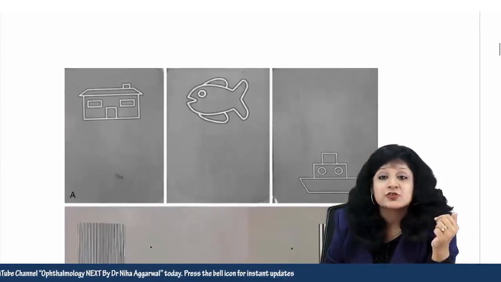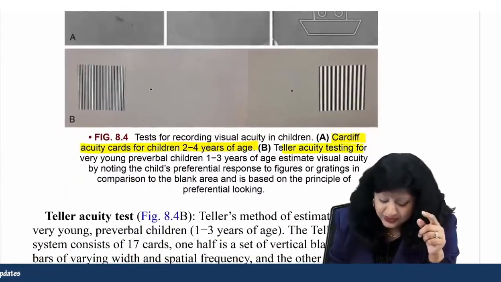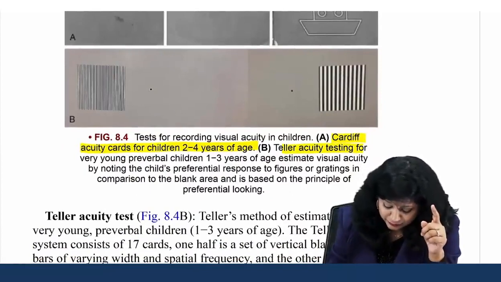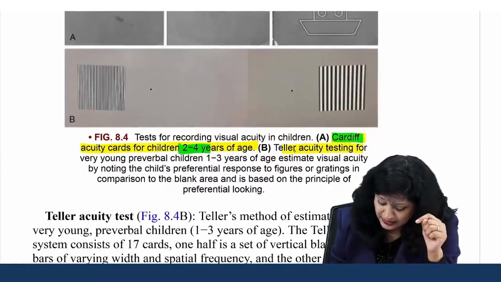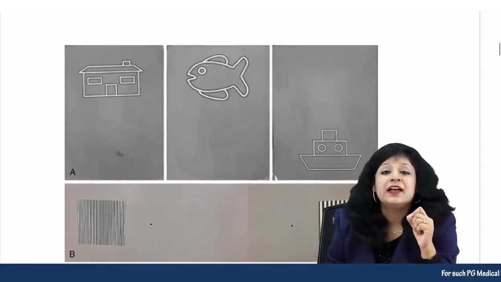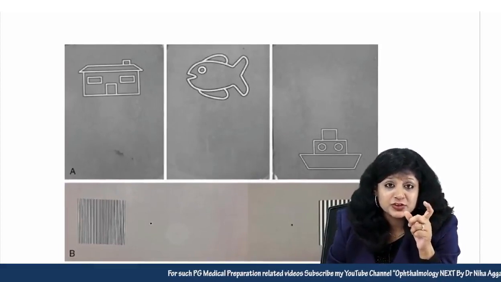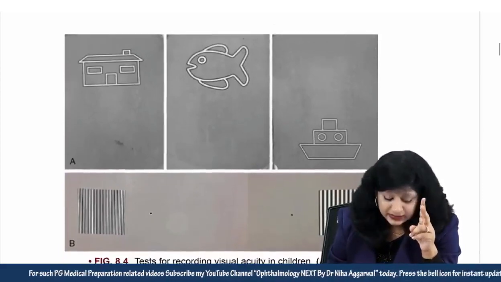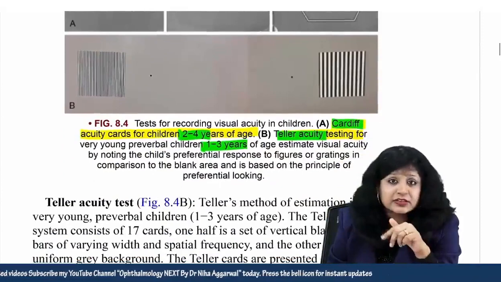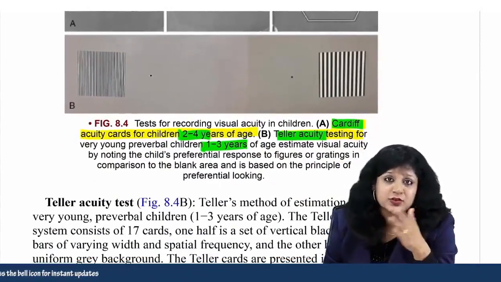This one, A, is your Cardiff acuity cards, while these patterned stripes are your Teller acuity charts. Look at the ages also, they are somewhat different, like 2 to 4 years is your Cardiff and Teller acuity is 1 to 3. Can you see? In the Cardiff, we are using images, simple pictures, while in the Teller acuity, we are using black and white stripes of different widths.